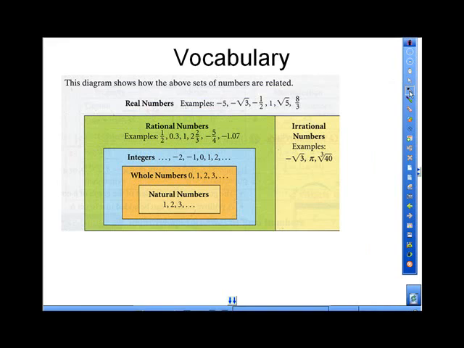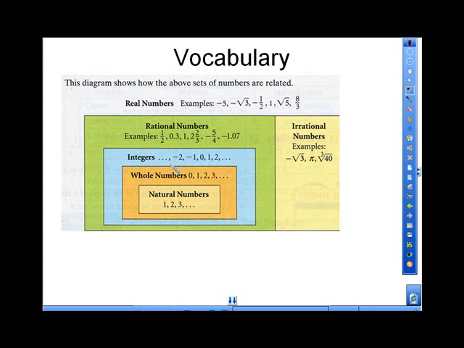Alright, some key vocabulary that we're going to need to know for the lesson. The first one, natural numbers. Natural numbers begin with the numbers 1, 2, and 3, and they go on 4, 5, 6, etc. Whole numbers include the number 0, and then 1, 2, 3, 4, 5, etc.